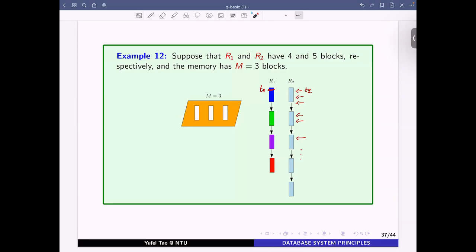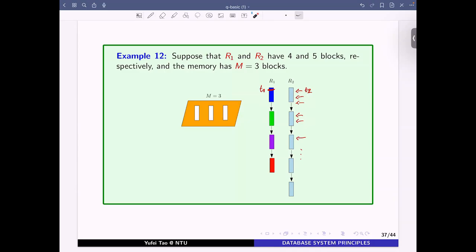I'm going to illustrate the idea using this example. As you can see already, R1 has 4 blocks. These are the blocks in the file of R1, and these are the blocks in the file of R2. I color the blocks of R1 using 4 different colors. And also I have 3 buffer frames here. These are the 3 frames.